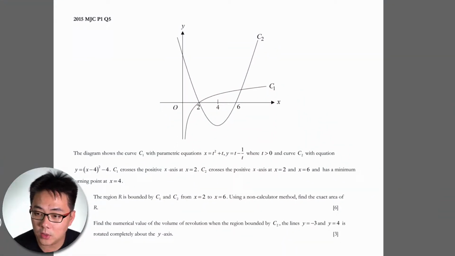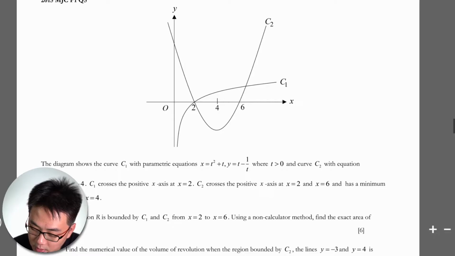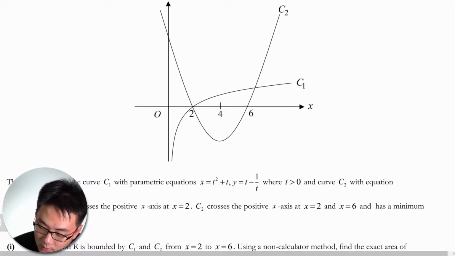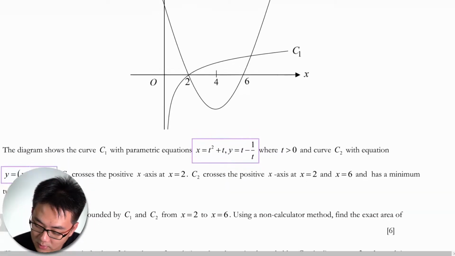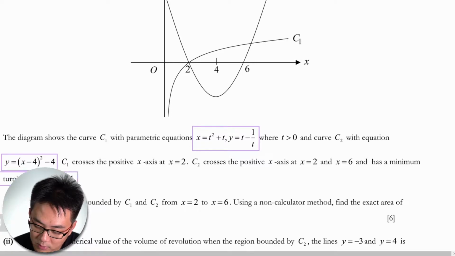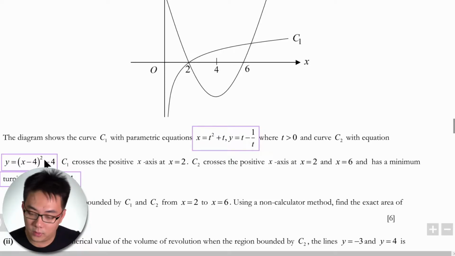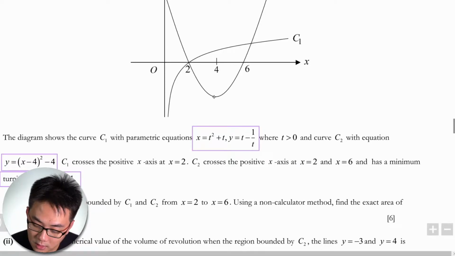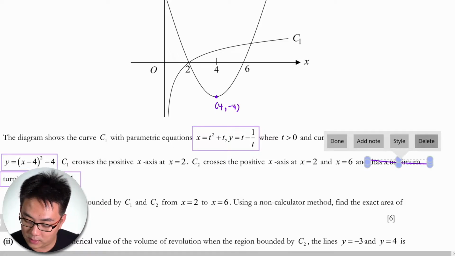So we try and solve this question here, which is the diagram of curve C. You're told that C1 has this parametric equation and C2 has this Cartesian equation. It crosses 2 and 6 and has a minimum point. This minimum point, you could see from the expression here, is 4 and minus 4. It's quite redundant, but you need to know. Even if they don't give you this, you should be able to tell the minimum point.